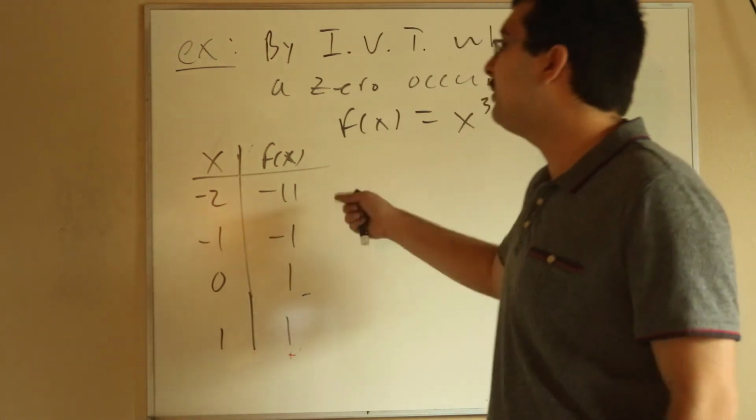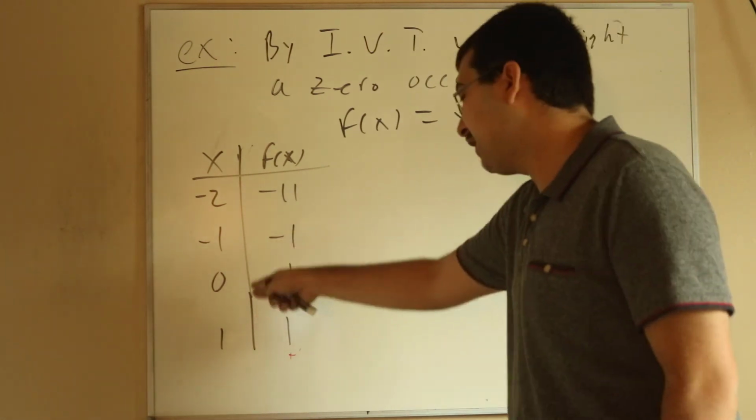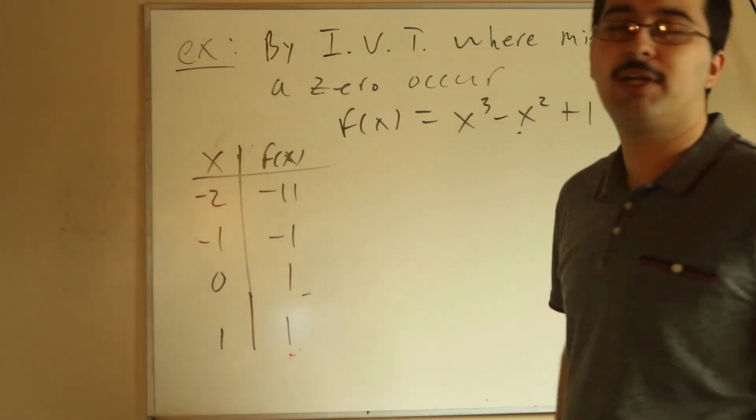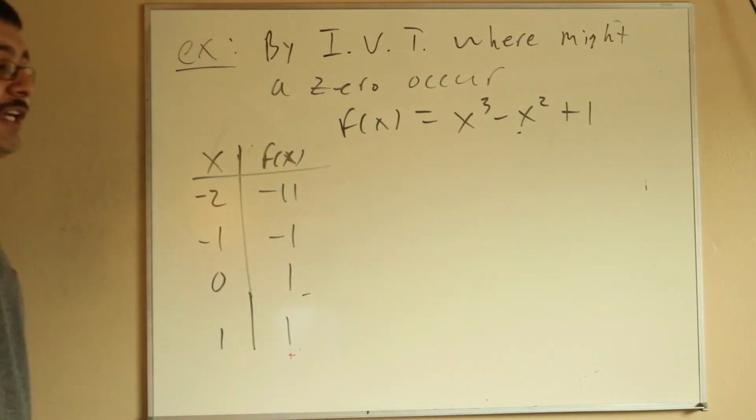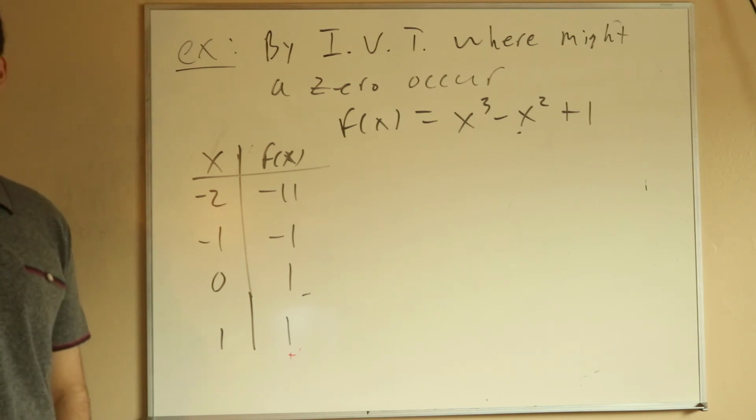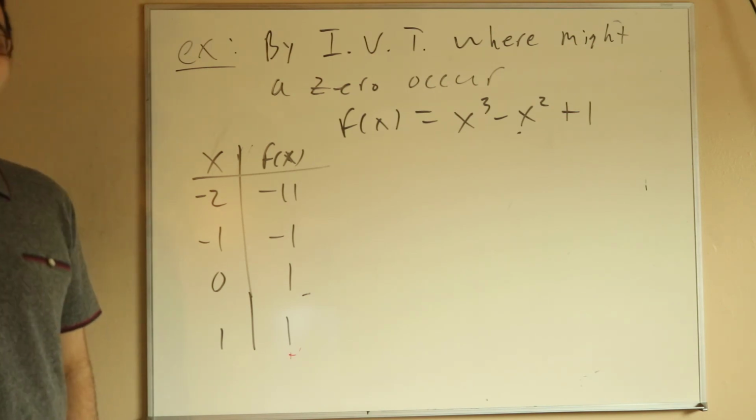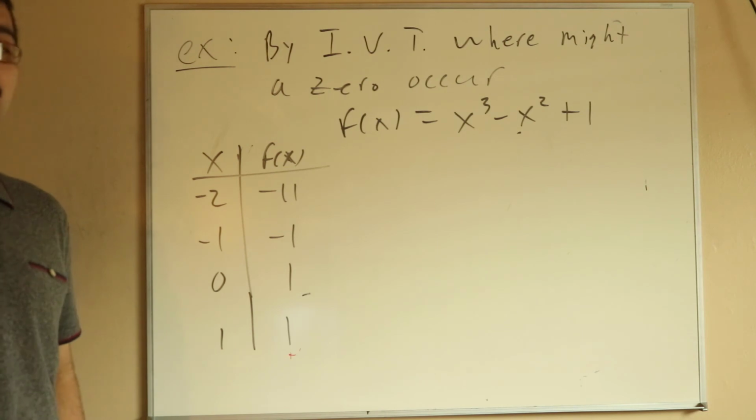When I plug in -1, I output -1. When I plug in 0, I output 1. When I plug in 1, I output 1. And using IVT, we may not know what the zero is, but through our understanding of the intermediate value theorem, we can get a good idea of where the zero must be.